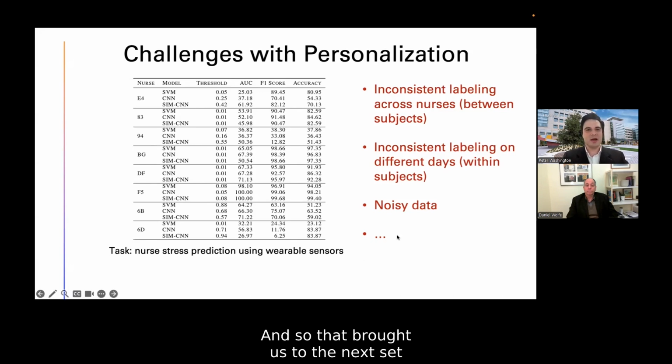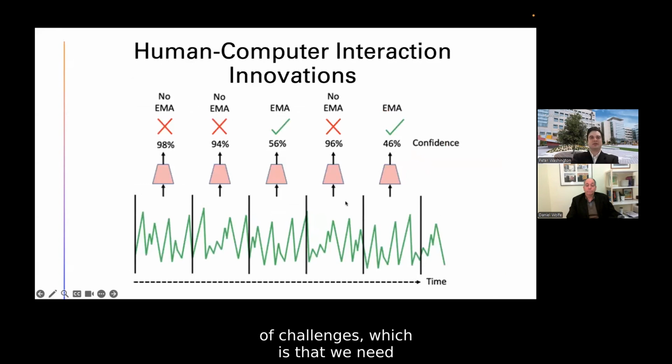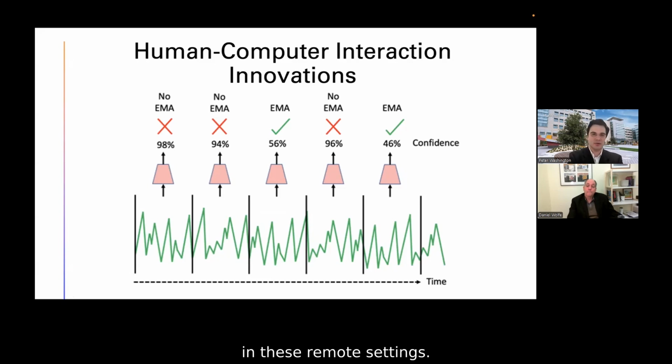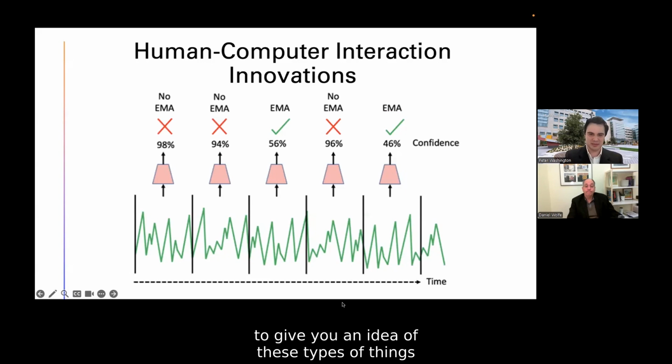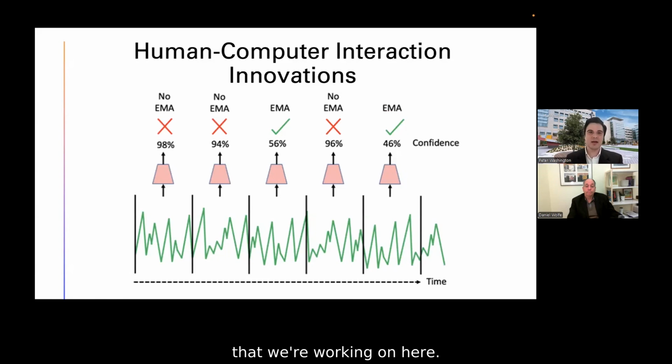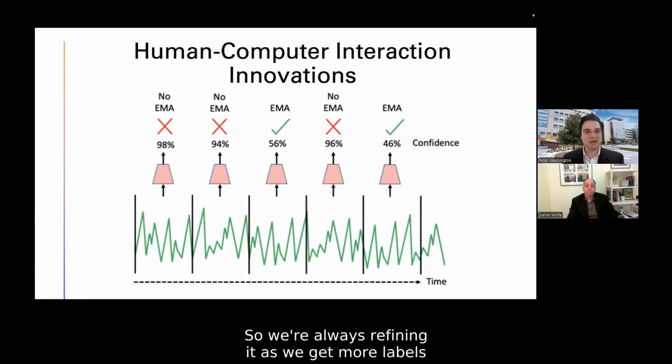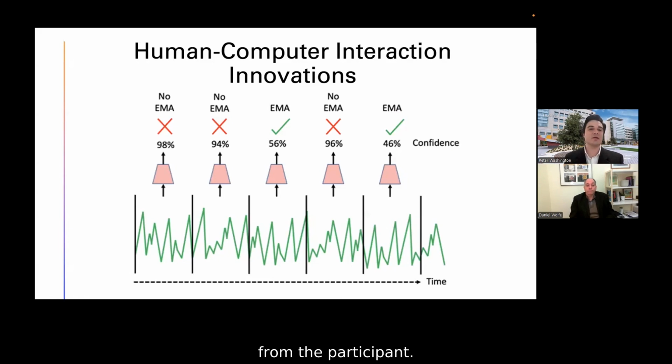And so that brought us to the next set of challenges, which is that we need to create human-computer interaction innovations that can enable the efficient and correct collection of data in these remote settings. And a lot of these human-computer interaction innovations are highly computational in nature. So here's just a very simple example to give you an idea of these types of things that we're working on. When we're training the model and we get more data, we continuously update the model. So we're always refining it as we get more labels from the participant.